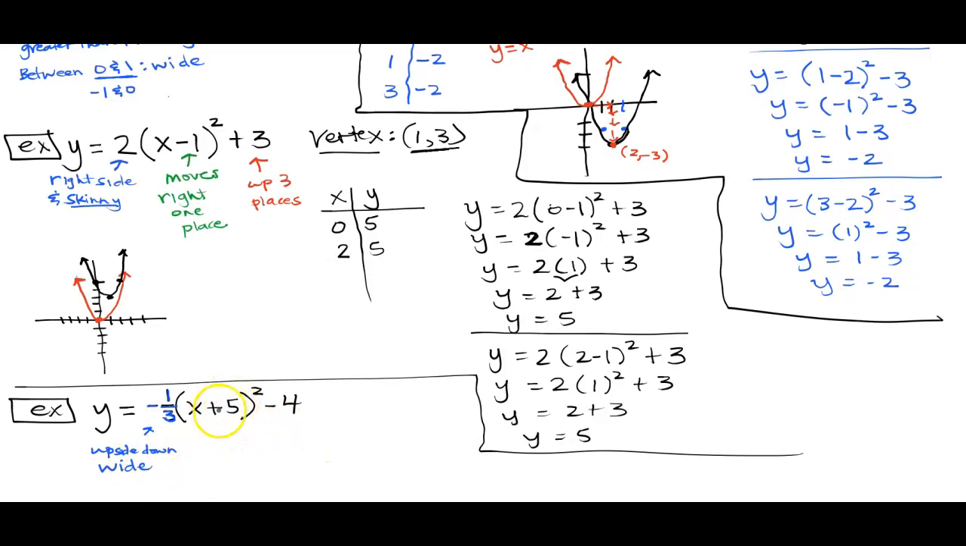Okay, and then what about this x plus 5 part? What is that doing to it? The 5 is moving left. Yep, move left 5 places. And then what is that -4 doing? It's moving down. Yep, it's moving down 4 places.